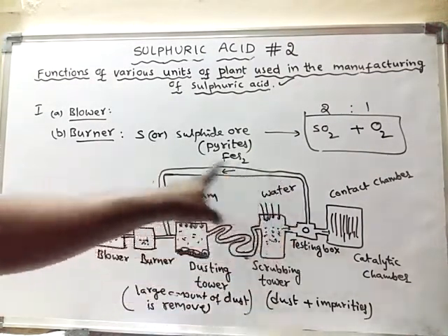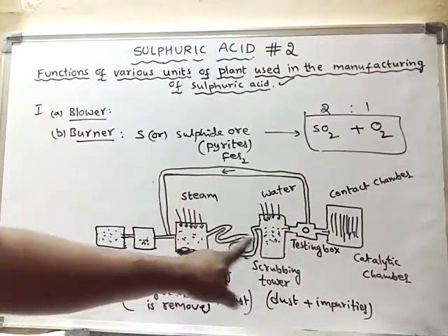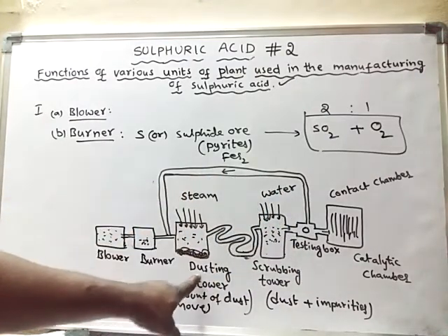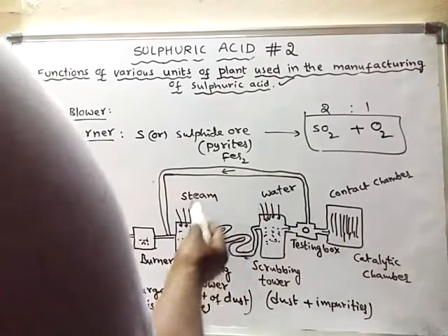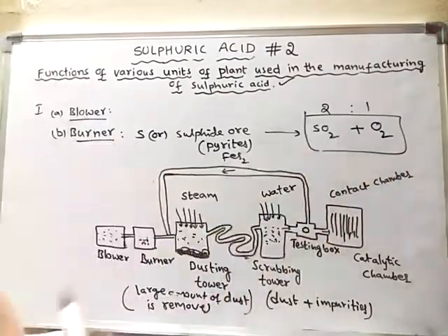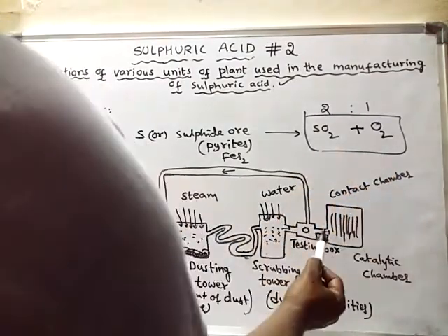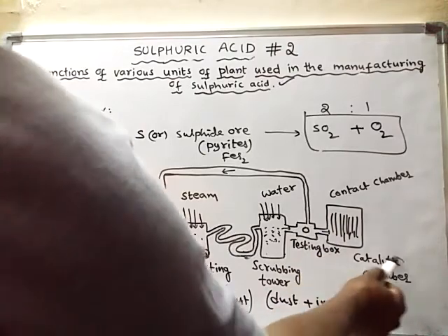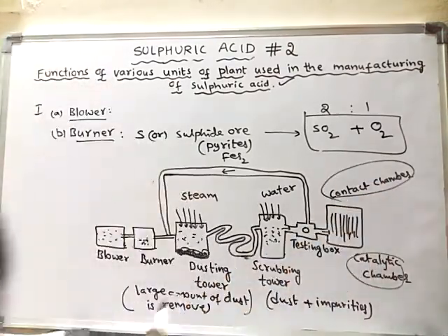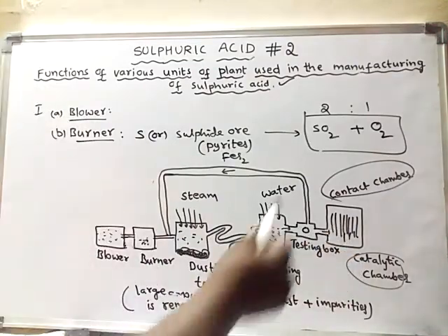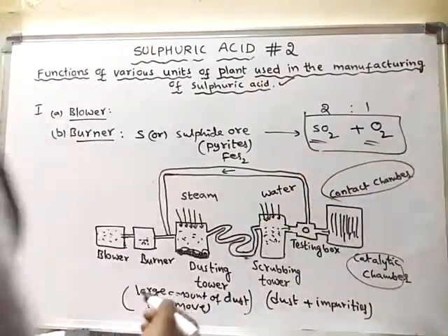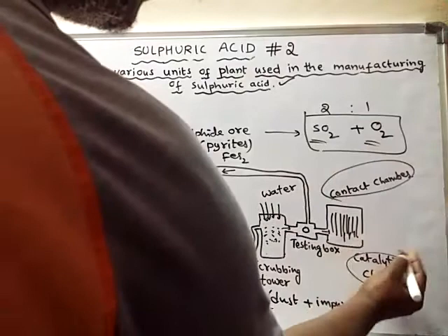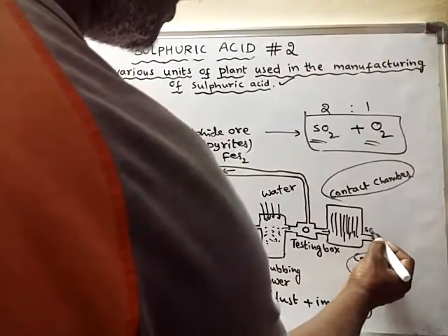All this is called the purification unit. The purification unit contains the dusting tower, cooling pipes, scrubbing tower, and the testing box. After confirmation of the purity of these substances, they are allowed to enter the catalytic chamber, or contact chamber, where these two substances react with each other. The sulfur dioxide is further oxidized by oxygen and finally converted into sulfur trioxide. SO3 gas will come out.